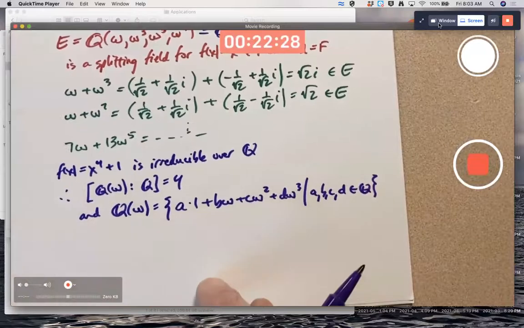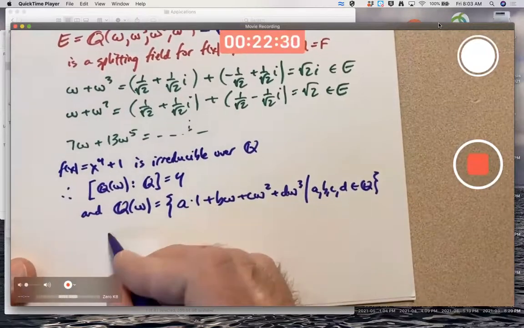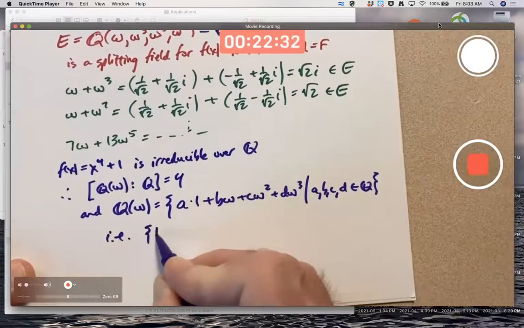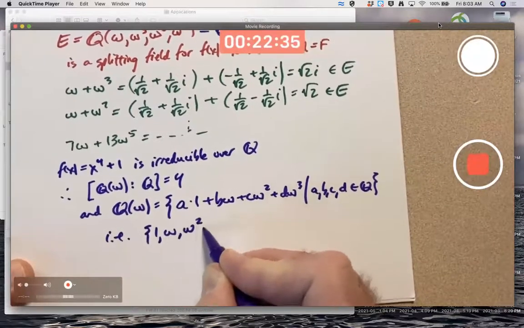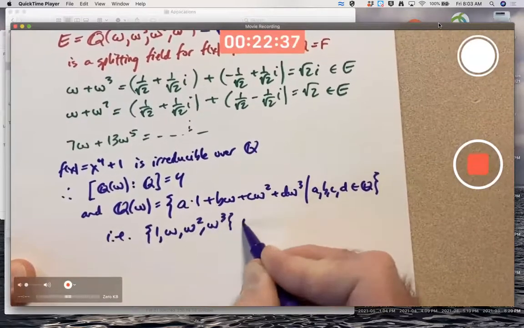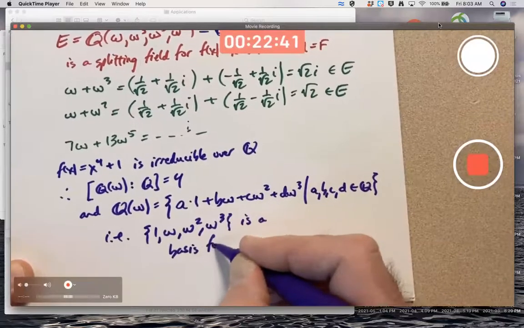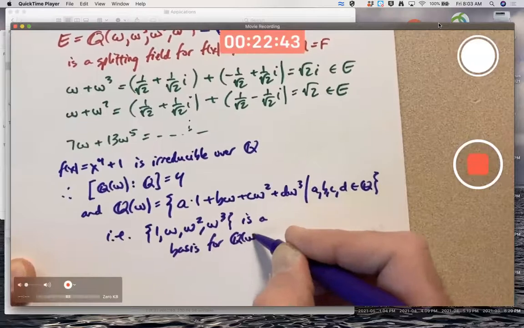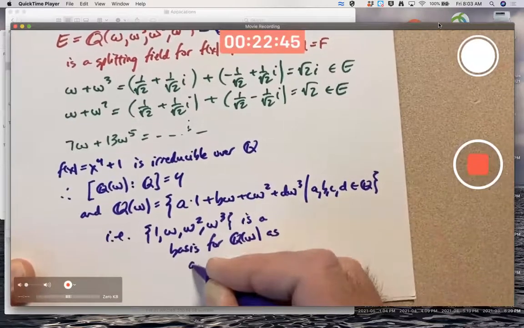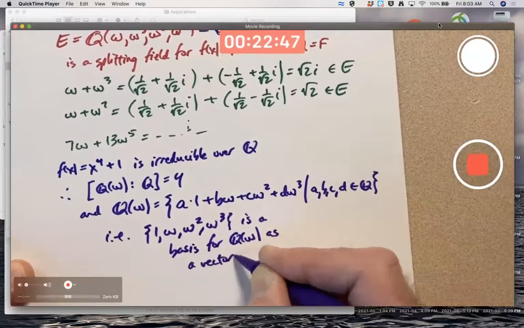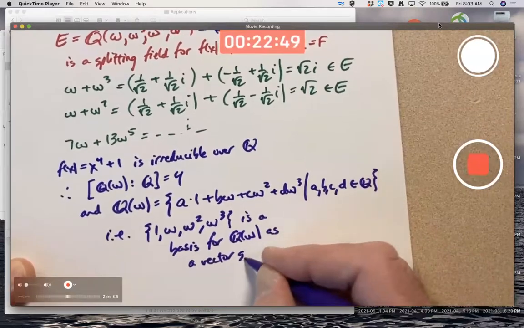In other words, i.e., 1, omega, omega squared, omega cubed is a basis for Q adjoin omega as a vector space over Q. You should know all these things. We've been talking about them a fair amount here.